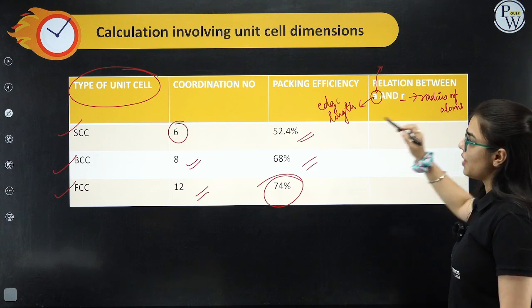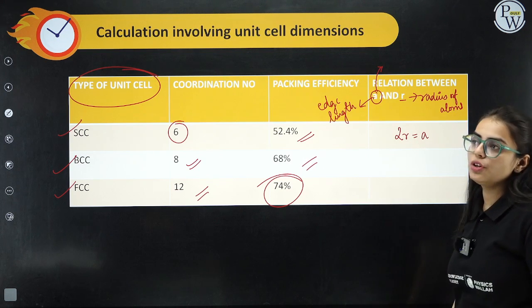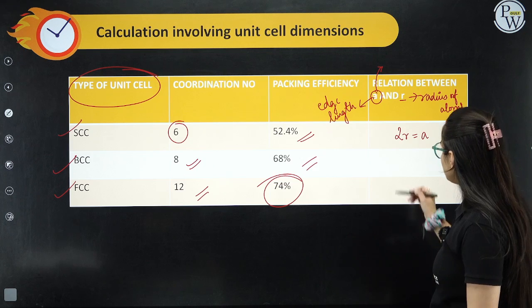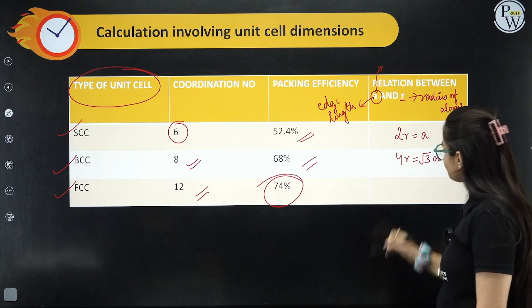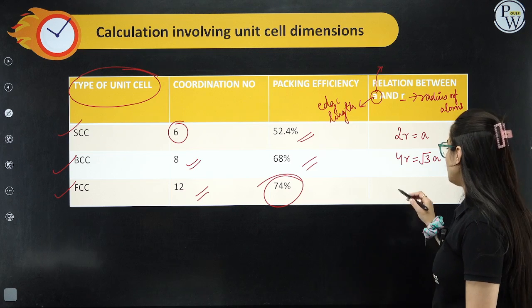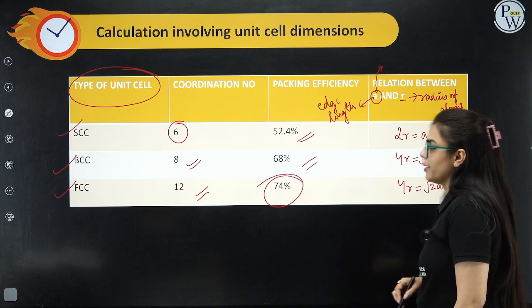So in the case of SCC, 2R is equal to A. The edge length of a unit cell is equal to 2R. In the case of BCC, 4R is equal to root 3 A. And in the case of FCC, 4R is equal to root 2 A.